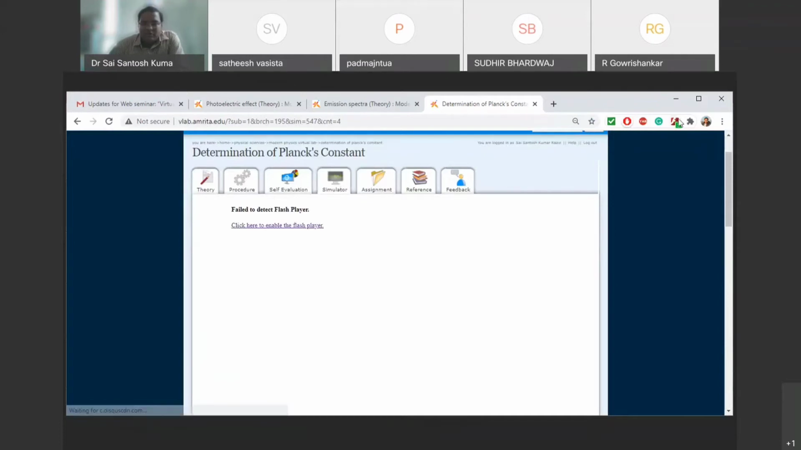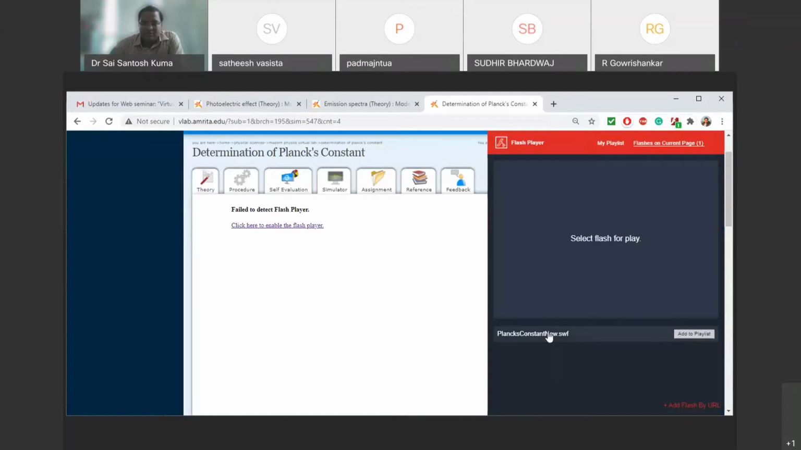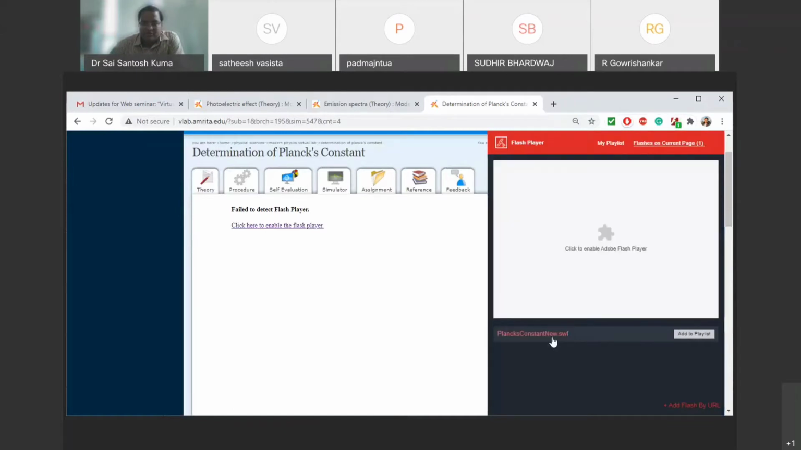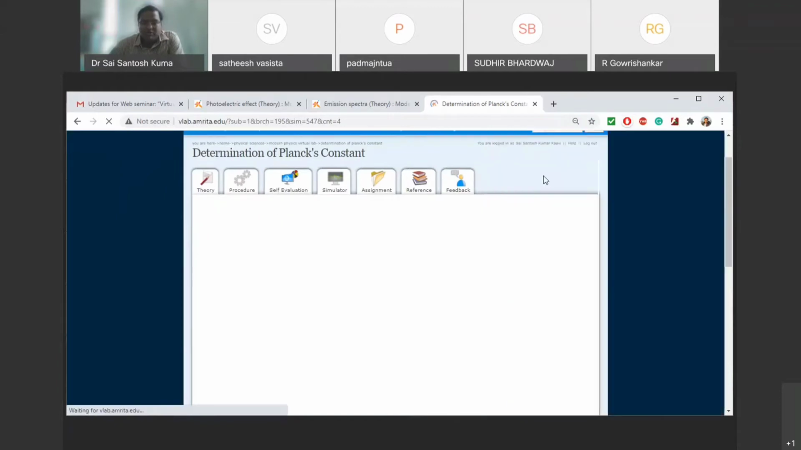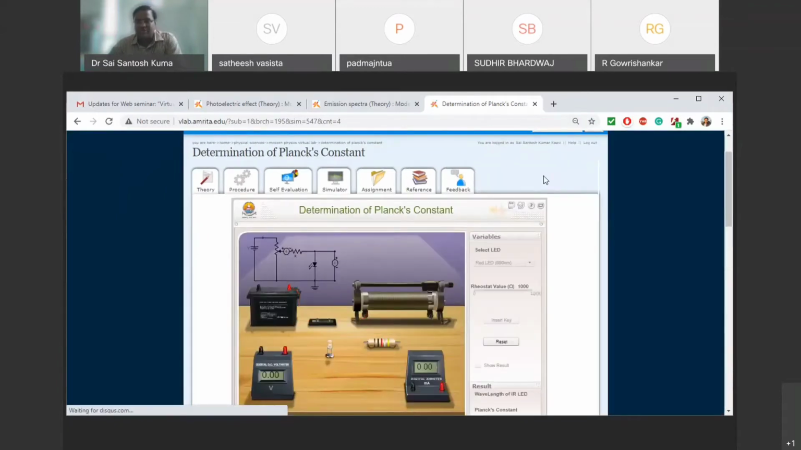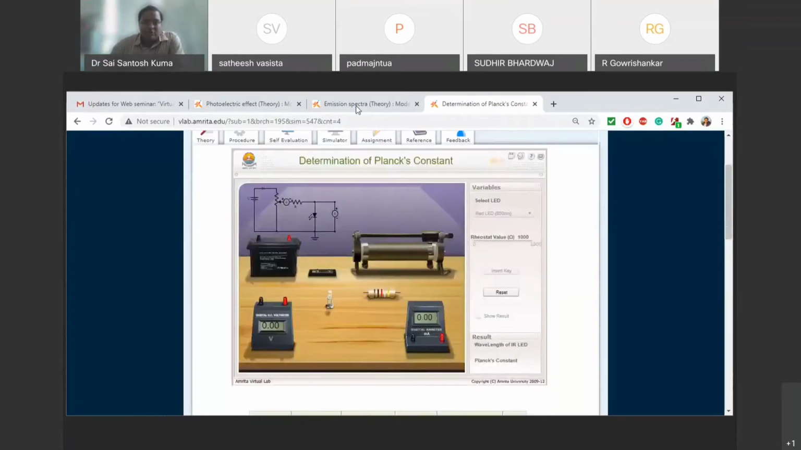Okay. So it tells you to detect Flash Player. I do have my Flash Player installed here, so you need to check this part. Earlier it was not a problem and everything used to be there, but because Chrome is now not allowing Flash experiments, you need to do this process. But it doesn't take more than a few seconds. So this is how it is. I hope you're able to see everything.